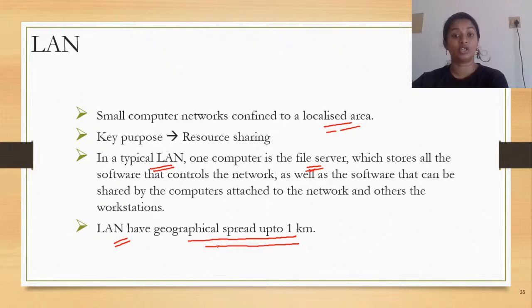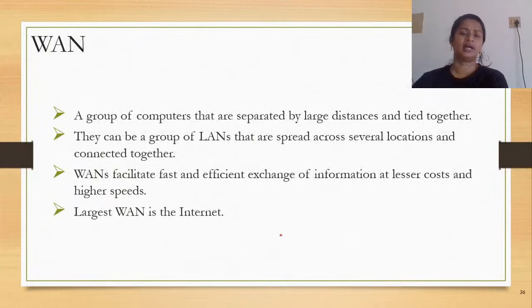And when you're talking about the geographical spread or the restrictions with distance, it can range up to 1 kilometer, or it can be plus or minus 1 more kilometer also. But once it goes beyond this distance criteria or geographical spread, we call the network a WAN. What is WAN? Wide Area Network.